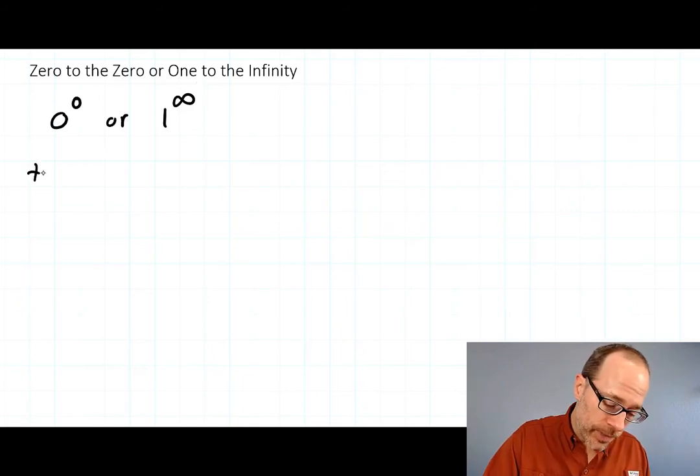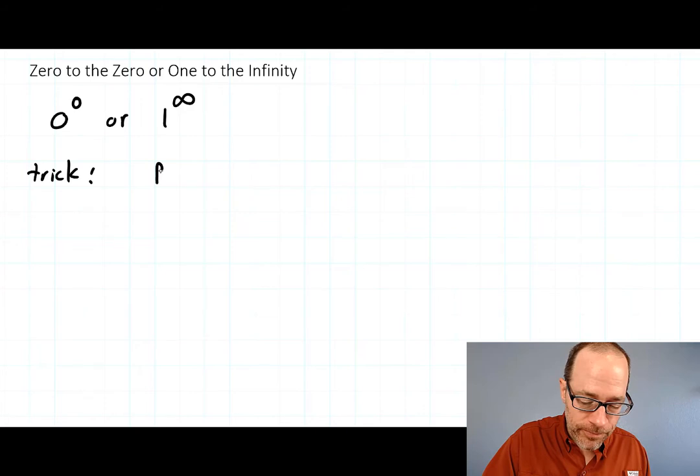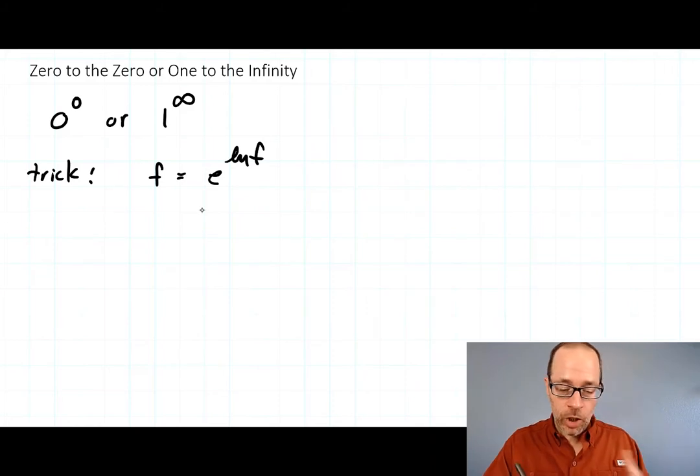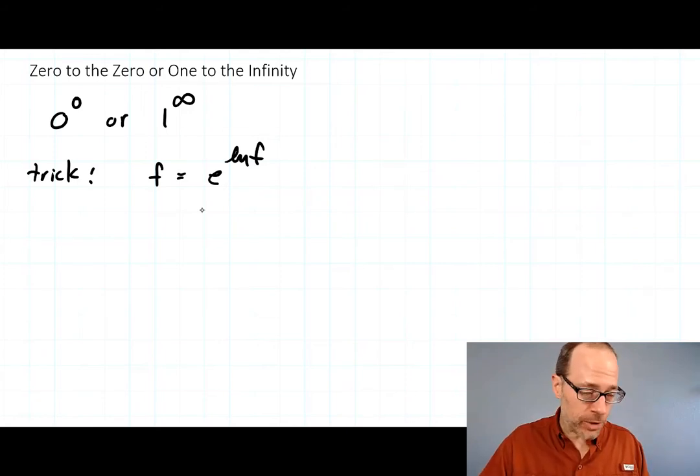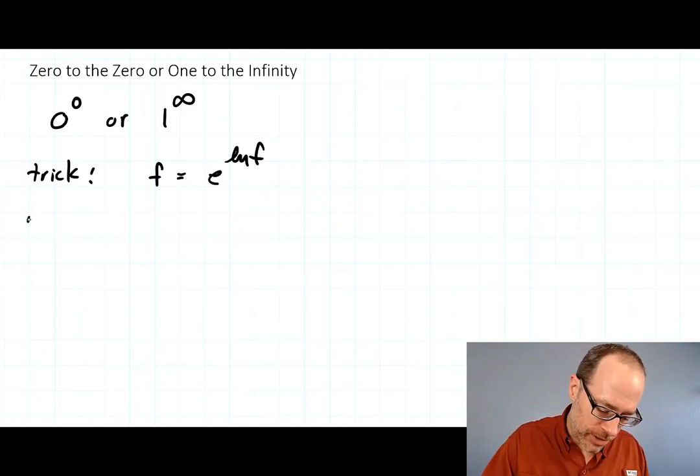And here the main trick will be, at least for positive functions f, you can rewrite f as e to the log f. And that's because e and log are inverse functions. They undo each other. Anyway, that'll be the main trick. And we'll do an example of each of these so you can see.